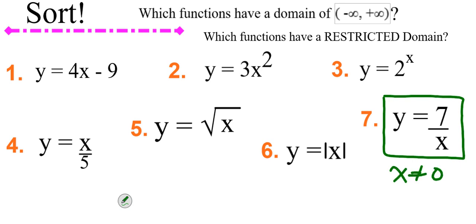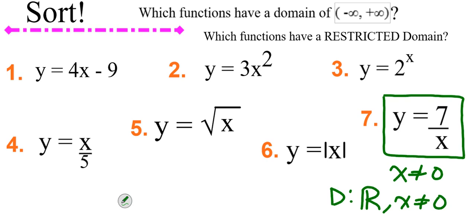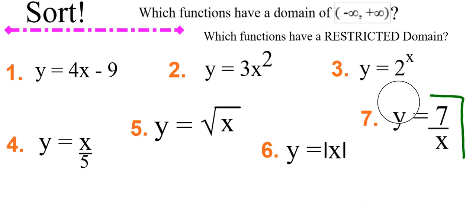And last year, you probably wrote something like this. Domain is all reals. You use that R with the 2 lines, except for x not equal to 0, right? That's what we did in Algebra 2 Trig. But this year, we've got to write our domain a little bit differently, and we'll get to that in another slide or two. But just know that for number 7, x cannot be equal to 0. So this has a restricted domain.